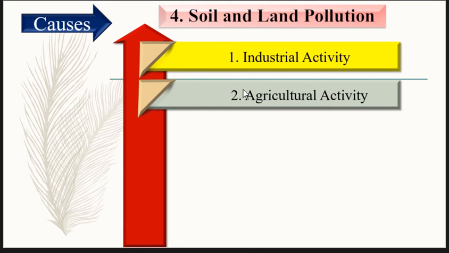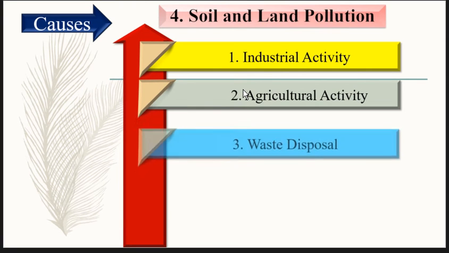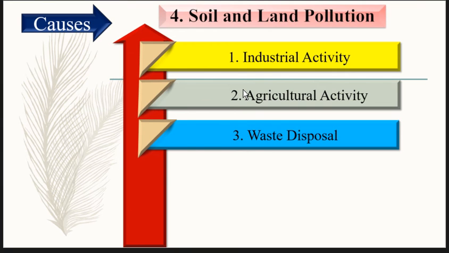As a result, they seep into the ground after they mix with waste and slowly reduce the fertility of the soil. Plants also absorb many of these pesticides, and when they decompose, they cause pollution since they become part of the land. Next reason of soil and land pollution is waste disposal.